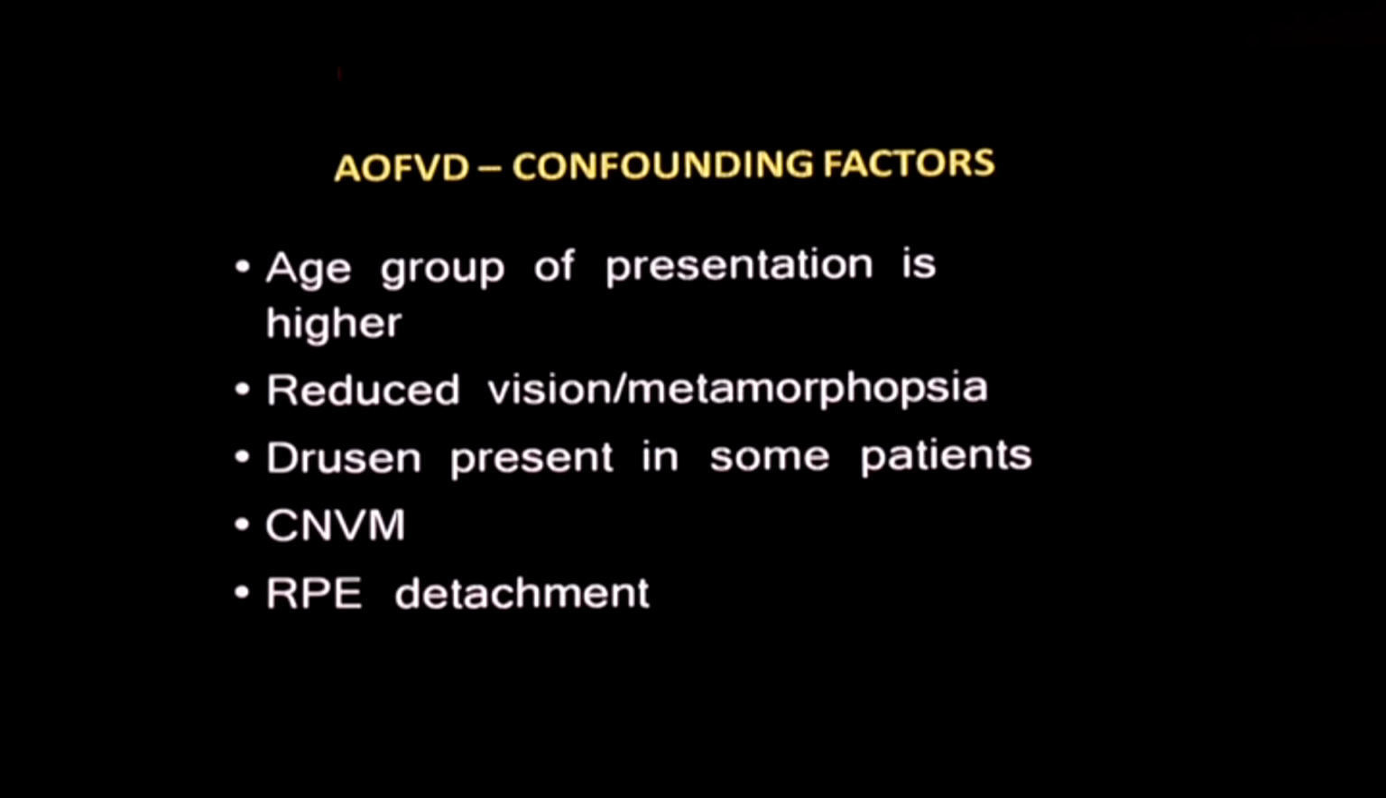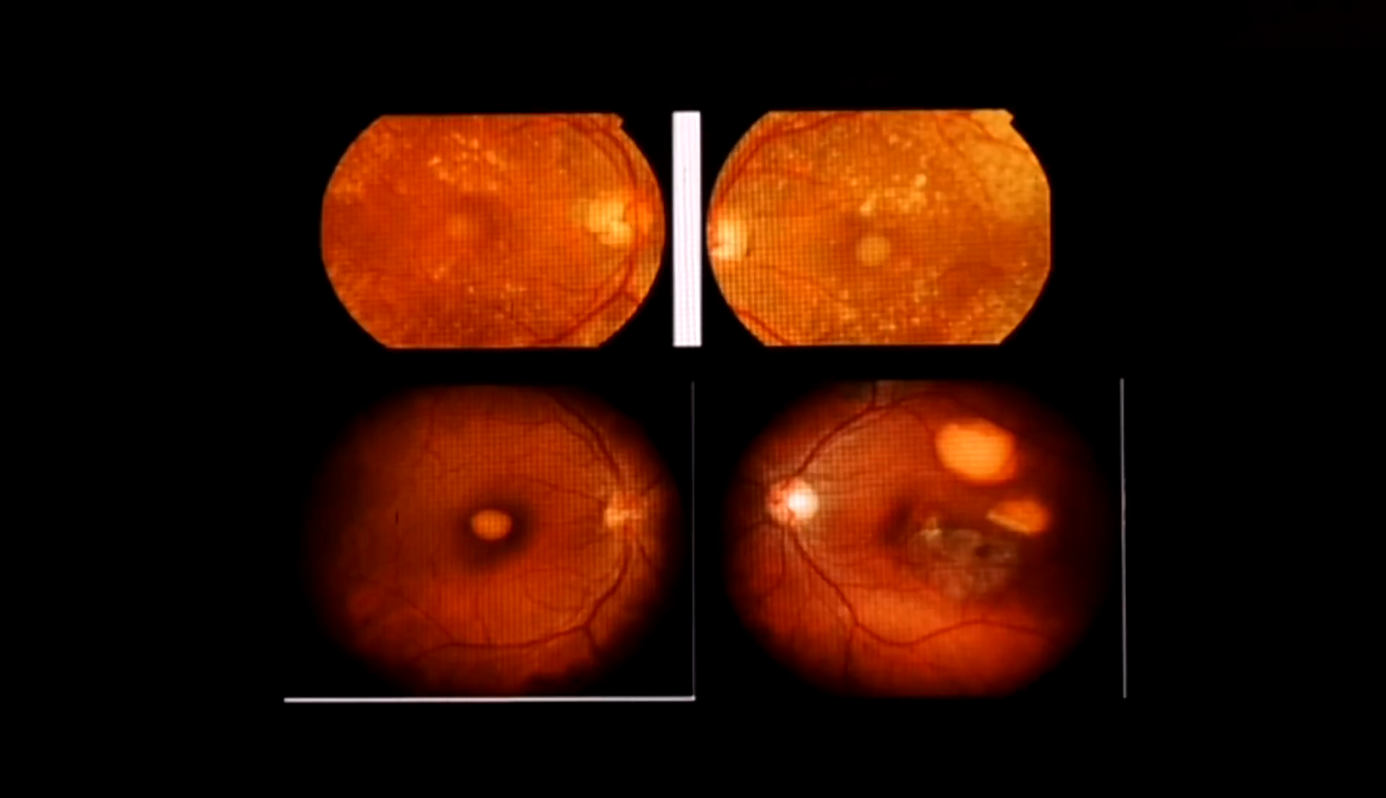Of course, there are certain confounding conditions. Like in AOFVD, you may see that in elderly patients, they may present with metamorphopsia, neovascular membrane, and RPE detachment. Here are two patients with AOFVD. These patients have cuticular drusen as well as multifocal lesions, so one may mistake them as something else.